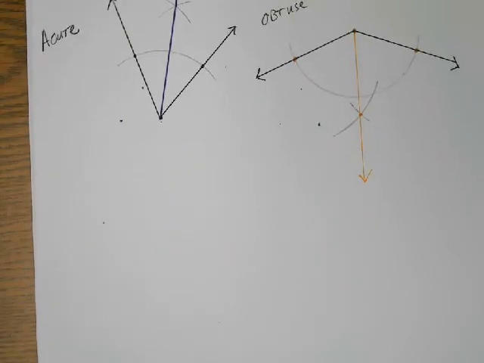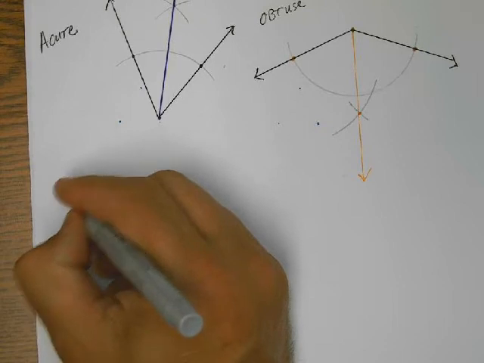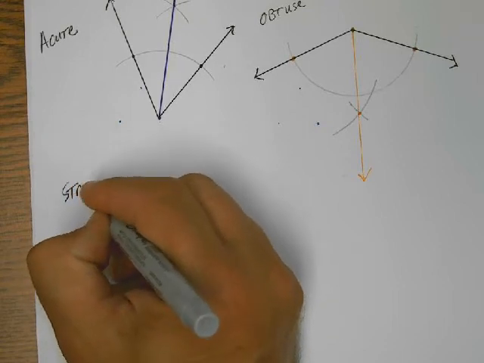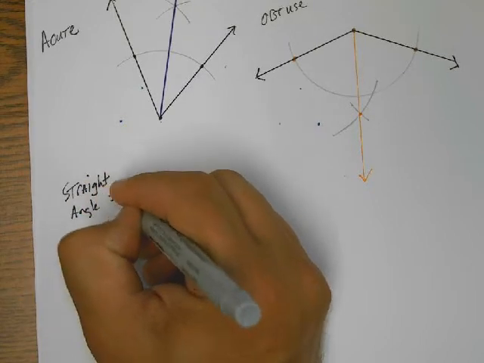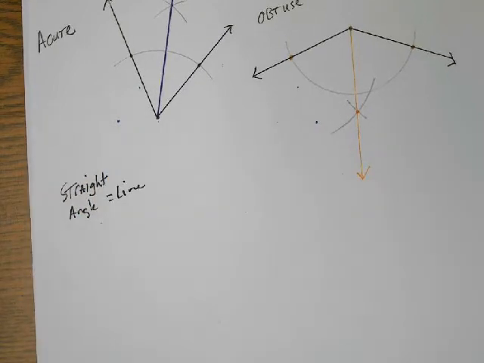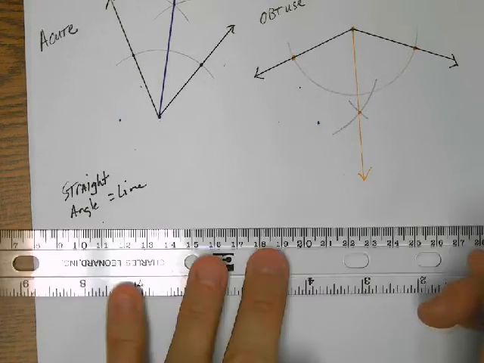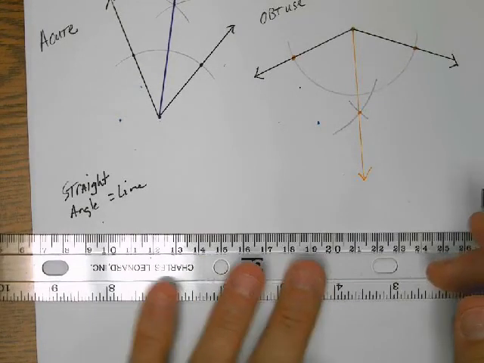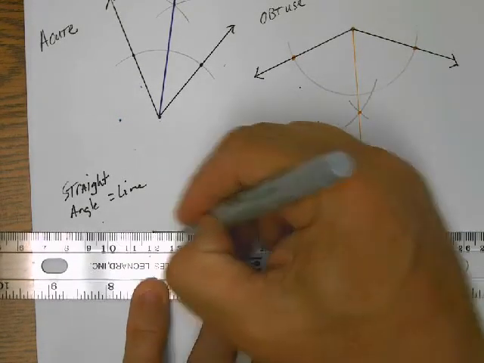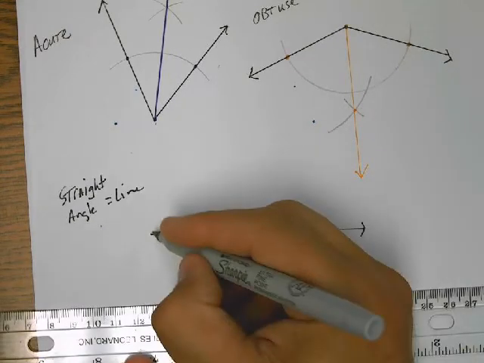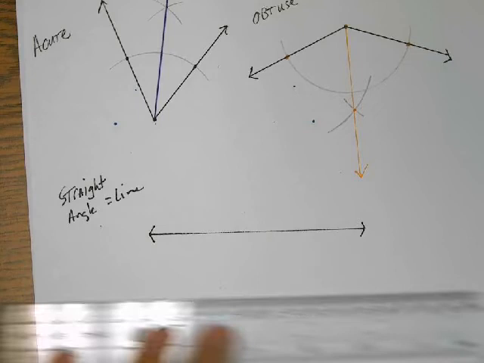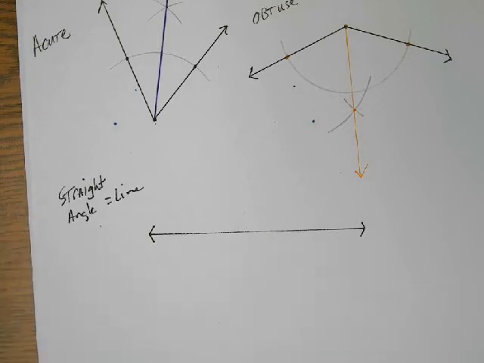Okay, the next one, we haven't done this one before for our applications, but we're going to do a straight angle. A straight angle is the same thing as a line. Okay, so straight angle. Let's give a line here. I'm trying to do a horizontal orientation, at least somewhat close to horizontal.